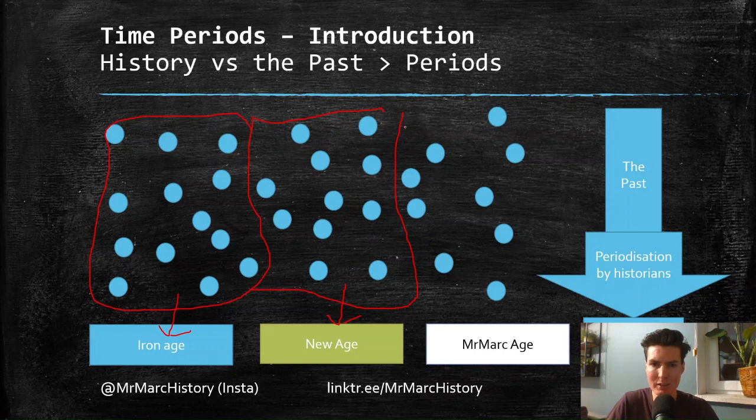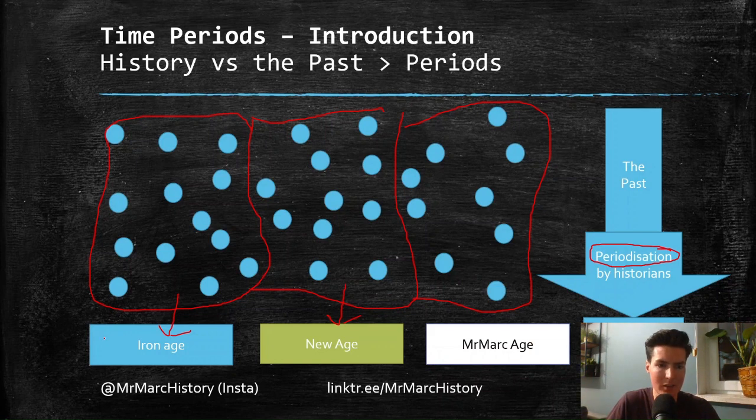And what then starts is, for example, the Middle Age. So historians look at the past. They look at these events. They come up with names for it based on what they see. And that's what we call periodization, a very difficult word. So that is, in short, how historians look at the past and come up with these time periods.